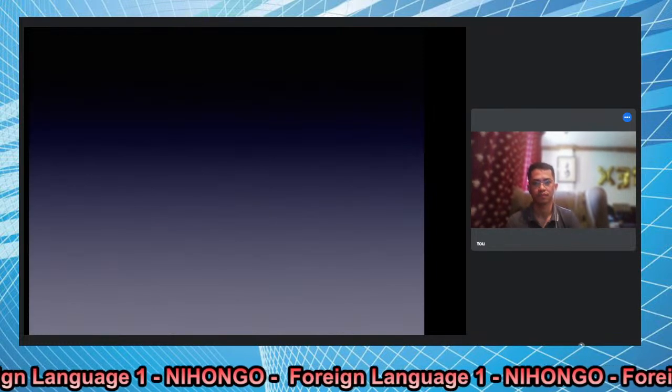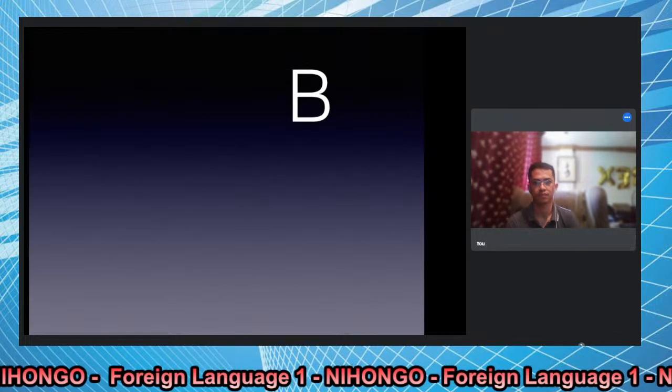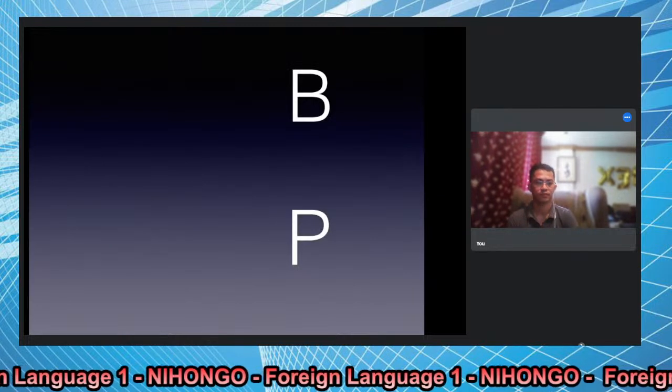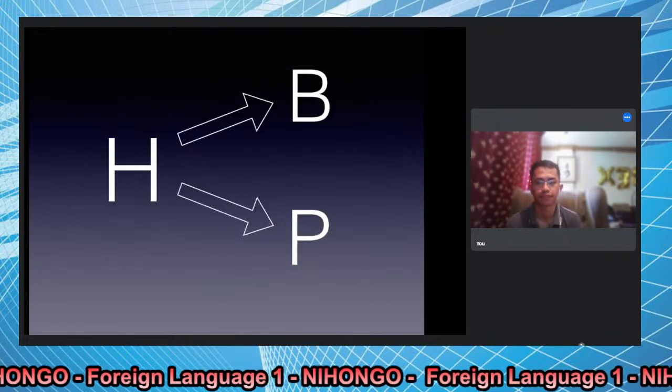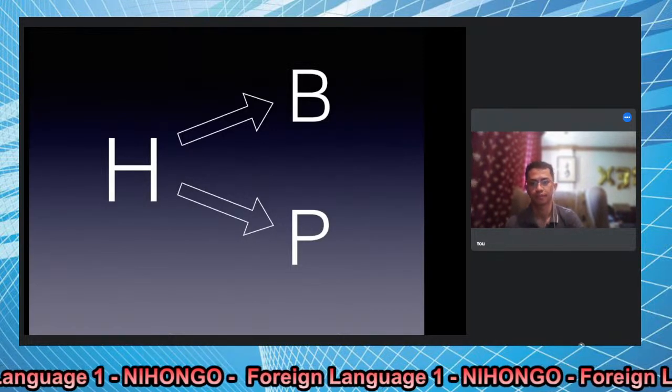Okay, we have two more voiced consonants in Japanese. They are B sounds and then P sounds. And these two groups both use the letters in the consonant H group. Okay, let's go over the consonant B first.